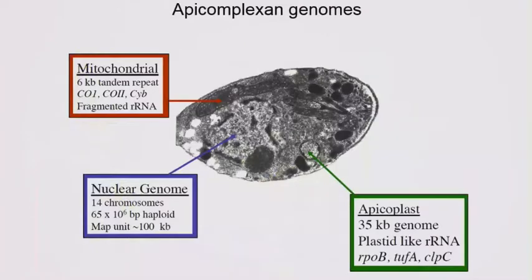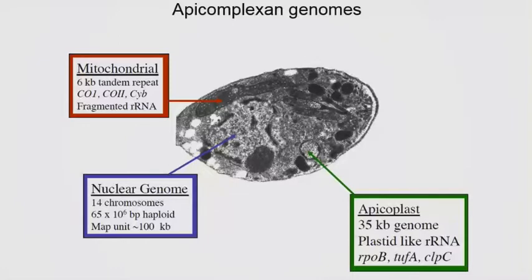Another unique aspect to the apicomplexans is they have 3 genomes. So they've got the nuclear genome. Toxoplasma has 14 chromosomes, about 65 megabases, about 8,500, 9,000 genes. Plasmodium's a little bit less in terms of gene number. It's about 5,500 to 6,000. So it's got a standard nuclear genome, and then like any eukaryote, it's got a mitochondria.